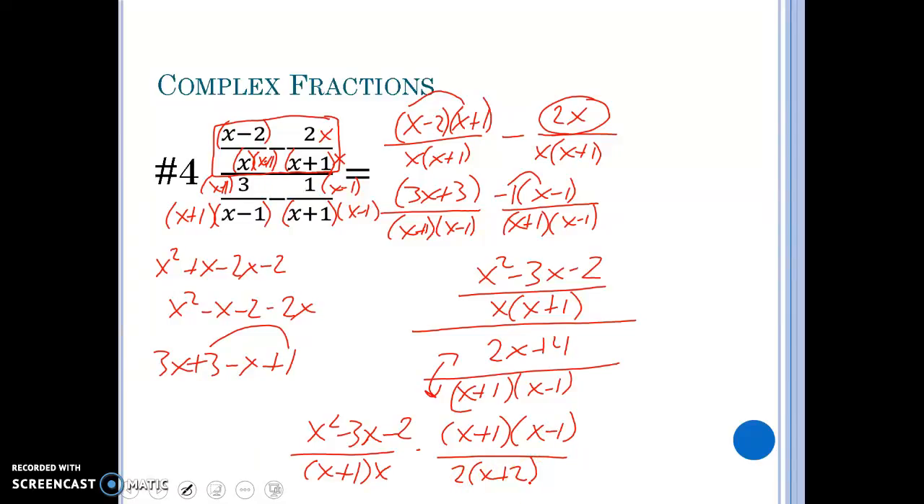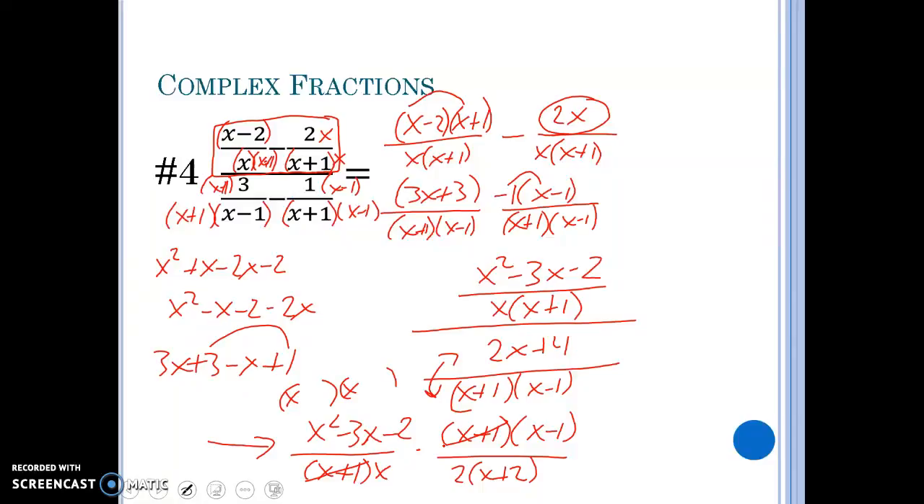So what cancels out? Well, first of all, let's see if I can factor this. If I can, that would be great. Is there something that multiplies together to give me negative 2 that adds up to a negative 3? And I don't think there is. Negative 2 times positive 1 would give me negative 2, but it wouldn't give me negative 3. So this can't be factored at all. But I can do this. X plus 1s, those cancel out. And I think that's going to be it.